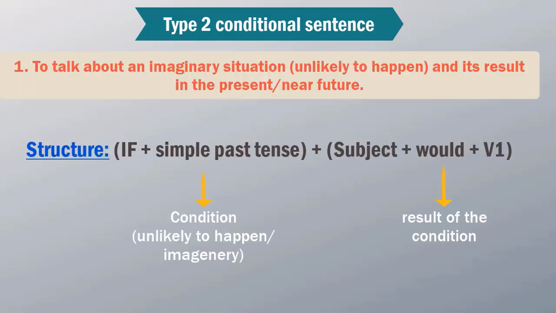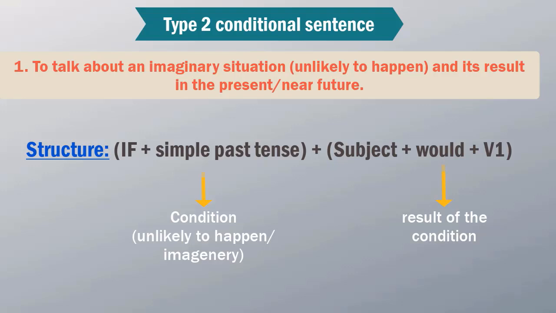Let's take the examples of the first type. Before we look at the examples, look at the structure. In a second conditional sentence, we have the if clause first, followed by the outcome. It can be reversed. We can have the outcome first, then the if clause. The if clause, guys, is in simple past tense. If plus simple past tense. And the outcome is subject plus would plus first form of the verb, right?